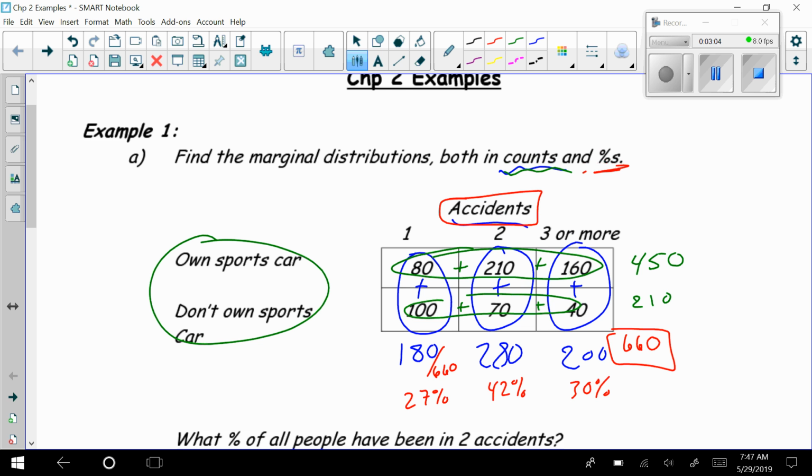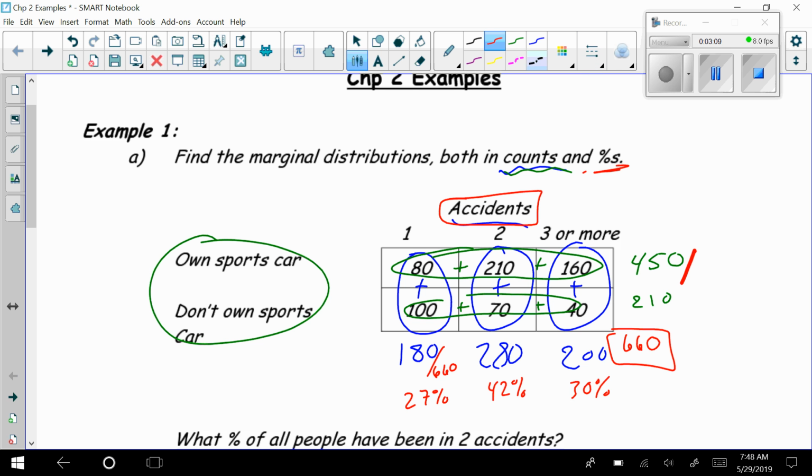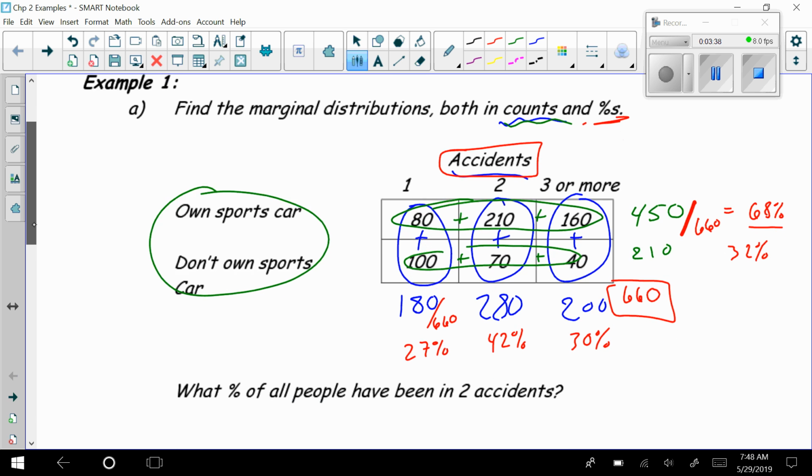If we want percentages, again, this is not difficult for us. I just divide by 660, and I get the percentage of 68. And then this one down here would be 32%. So if I'm asked a question like, what percent of people own a sports car? Well, that means I don't care about the accidents at all. I just care about owning a sports car. Well, that is my 68 here. And so on. We could ask all sorts of questions.